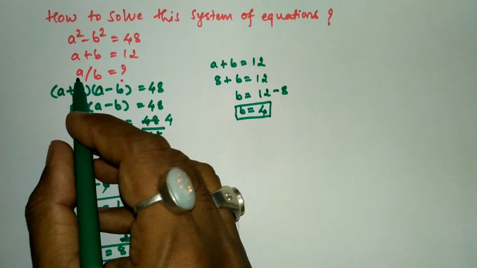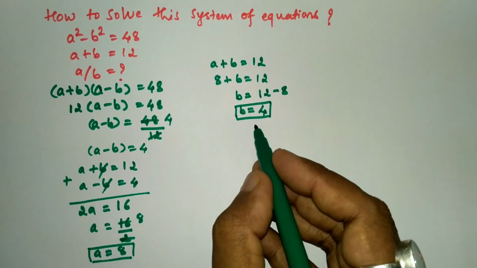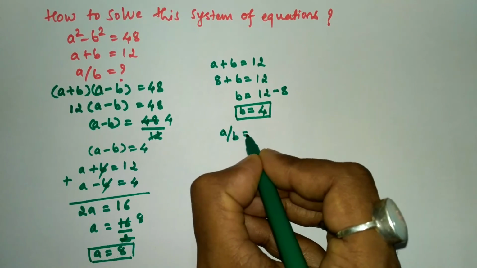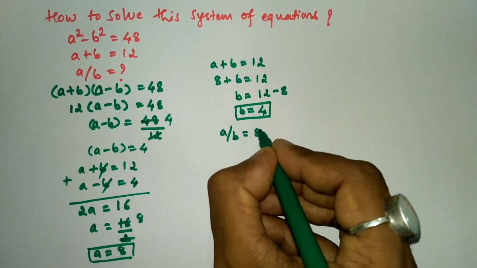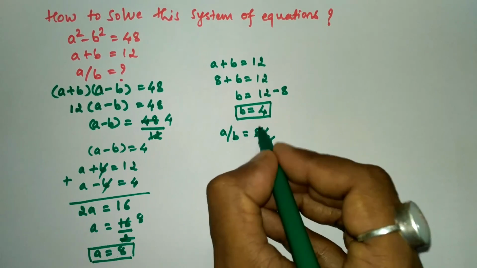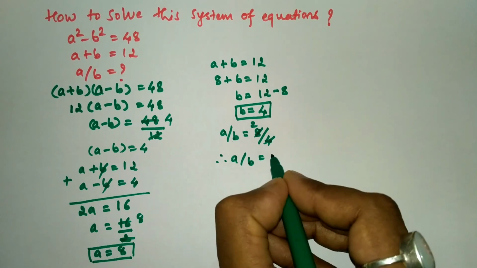What we need to find? We need to find a divided by b. So we already got the value of both a and b. We need to perform a divided by b, which is equal to the a value 8 divided by the b value 4. So 4 ones are 4, 4 twos are 8. So therefore a divided by b is equal to 2.